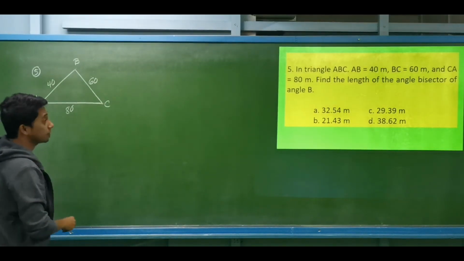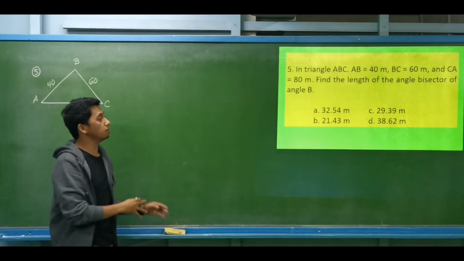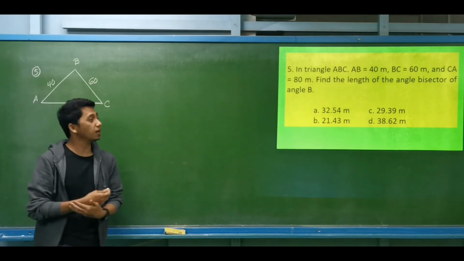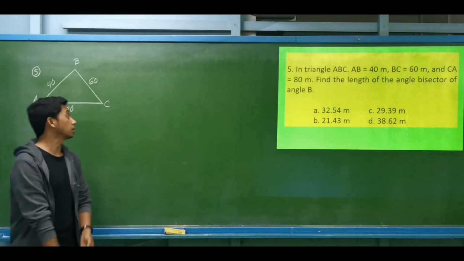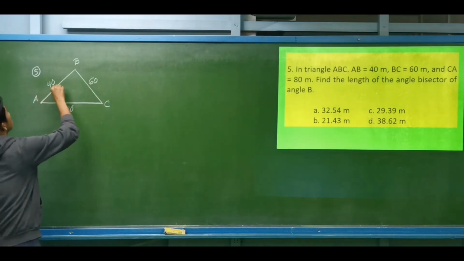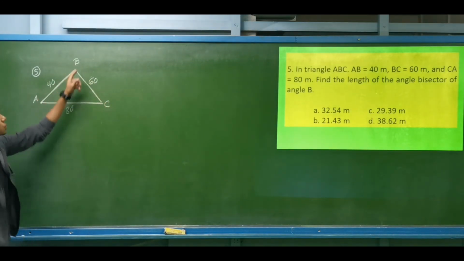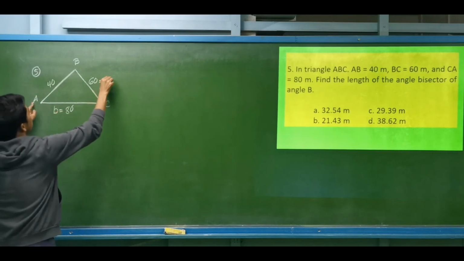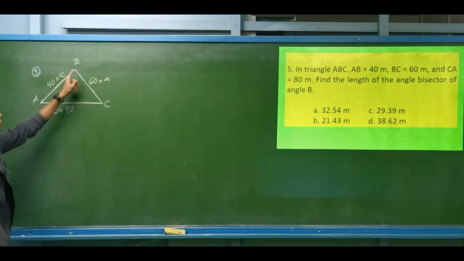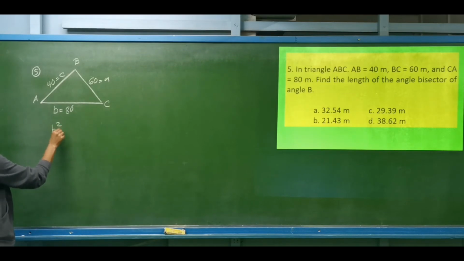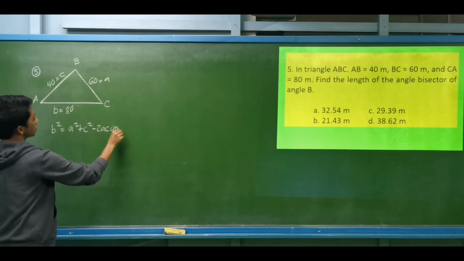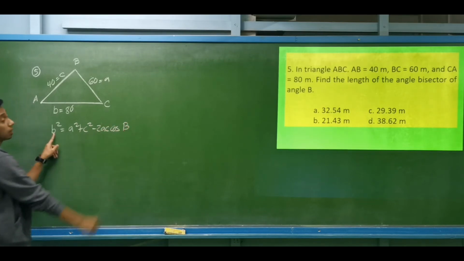I have problem number 5. So in triangle ABC, AB is equal to 40 meters, BC is equal to 60 meters, and CA is equal to 80 meters. Find the length of the angle bisector of angle B. If we label the parts, angle B is opposite AB, so we will use the cosine law here. Let's say this is side B, this is side A, this is side C. We're looking for angle B, that is B squared is equal to A squared plus C squared minus 2AC, the cosine of capital B.